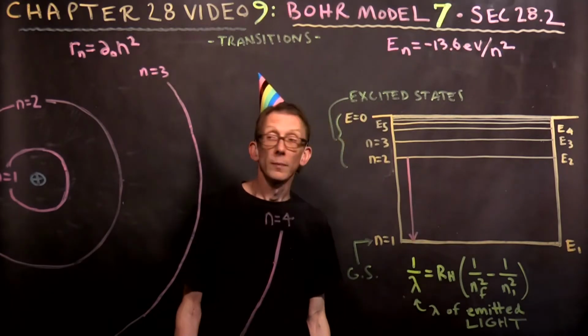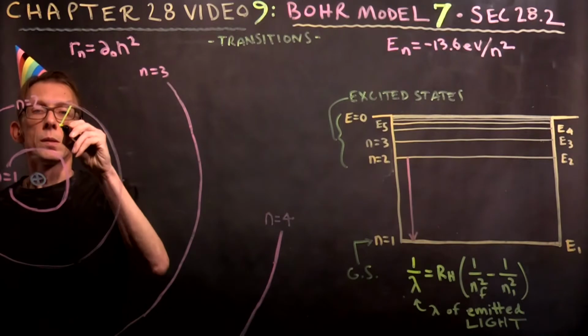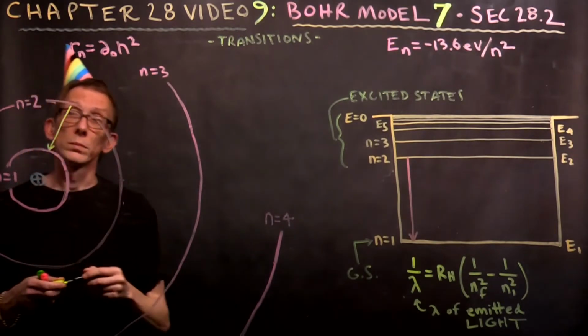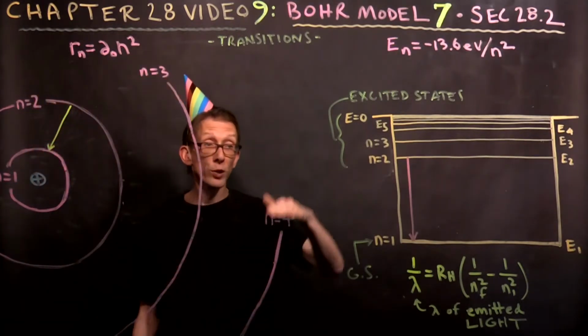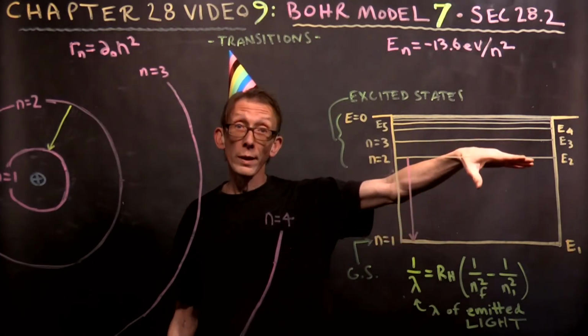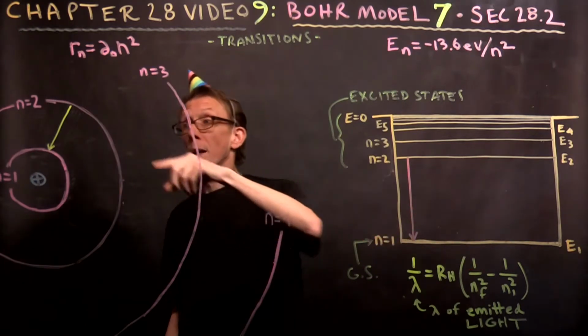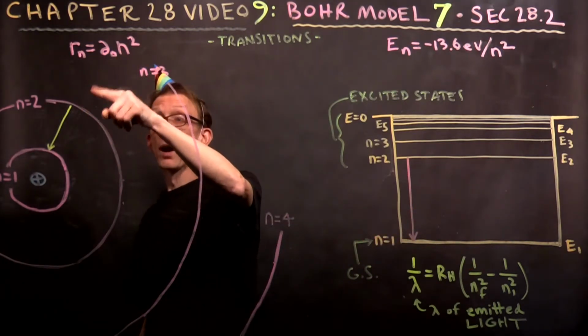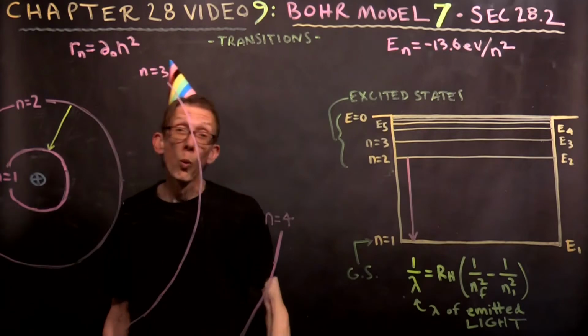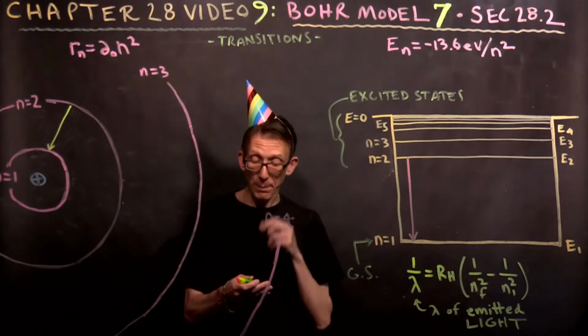That's like going from n equals 2 to n equals 1. The energy drops from negative 3.4 eV to negative 13.6 eV, and it goes from 4 a naught radius down to 1 a naught. So those two transitions are the same.